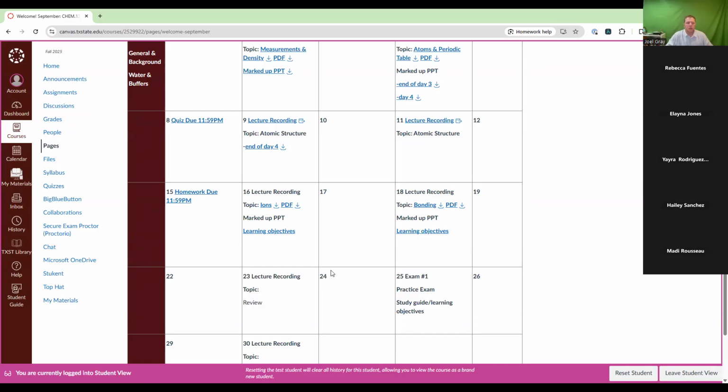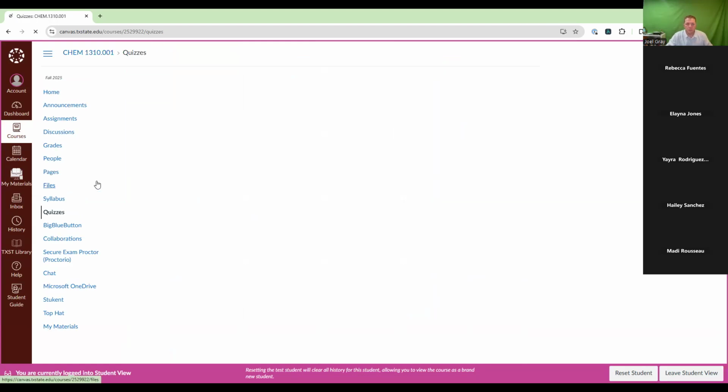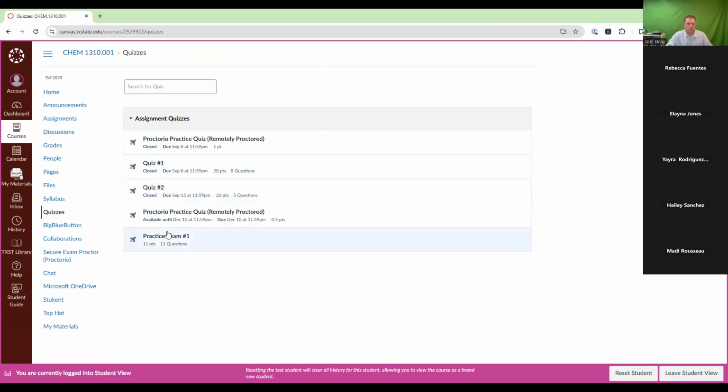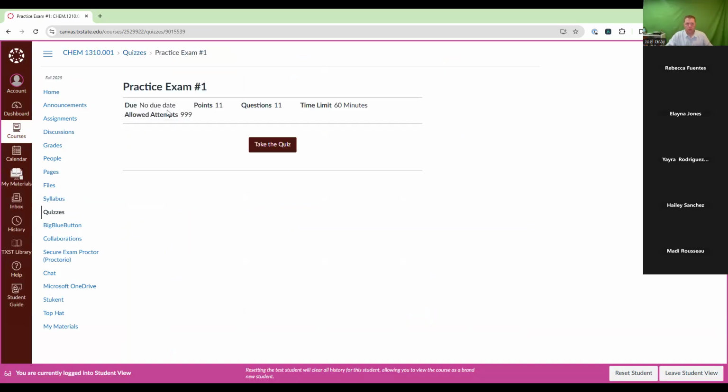But my intent is for that to be just wrapping up odds and ends. Now, in addition to that, one of the things that I posted yesterday, and I will continue to add to, is if you go to quizzes, you'll see practice exam number one. Right now, that only has 11 questions on it. I'm going to be adding more and more to that, and this will give you a test run of what it's going to be like.